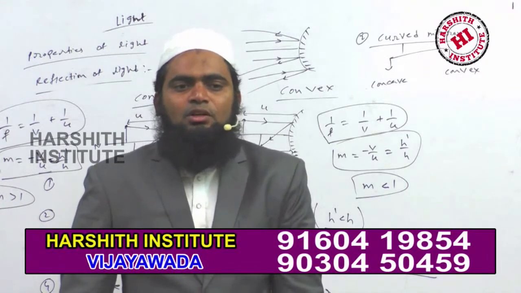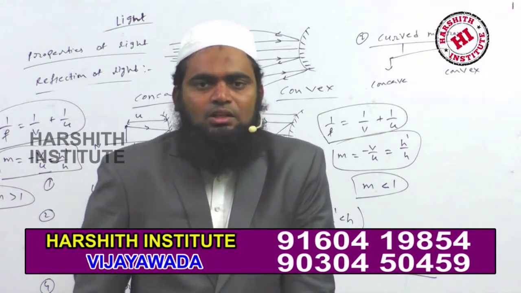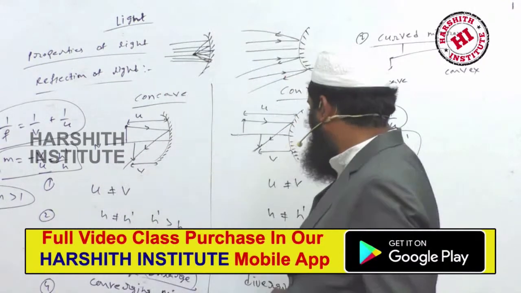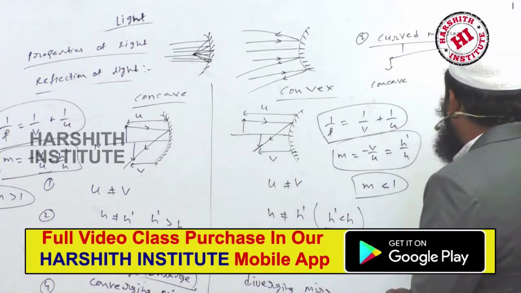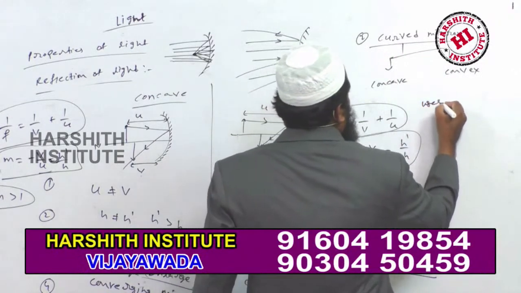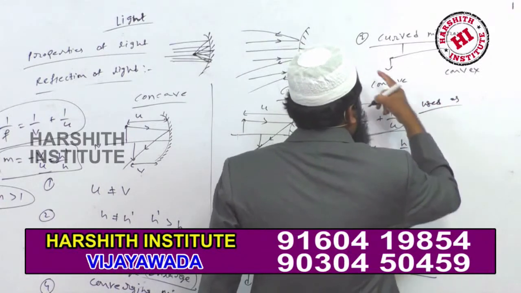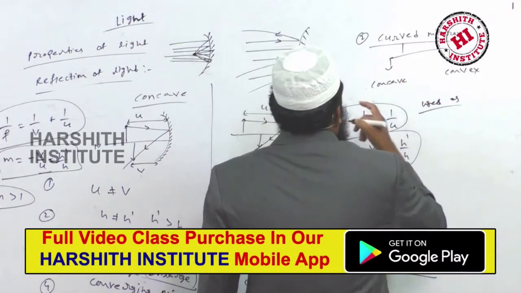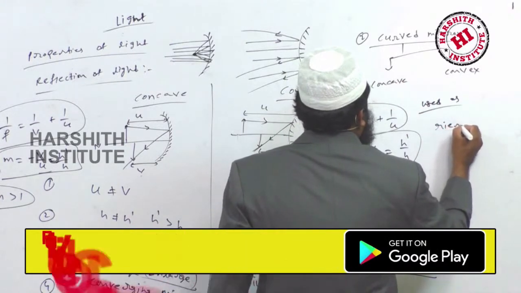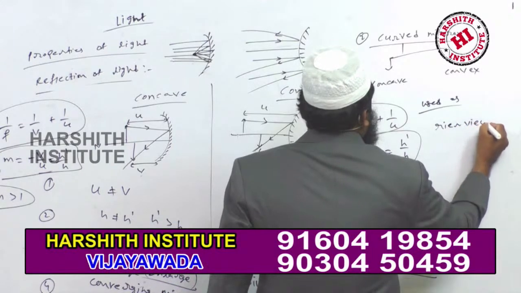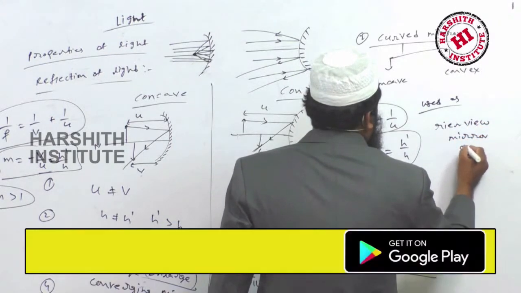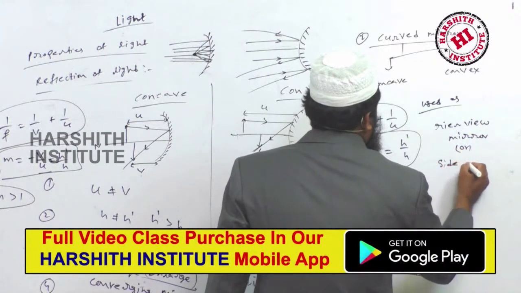So the convex mirror can be used in different applications in daily life. It is used as a rear view mirror, or side mirror, in vehicles.